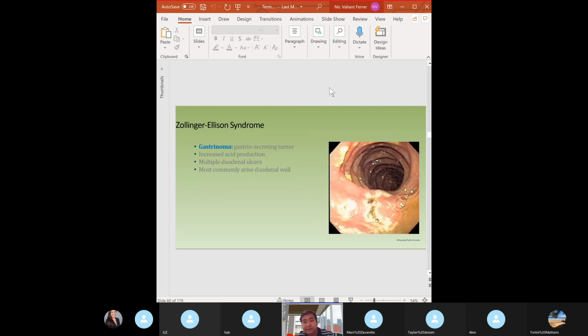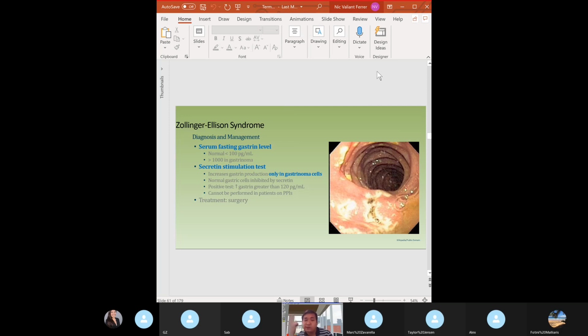Zollinger-Ellison syndrome, high yield. This is a gastrinoma. Gastrinoma, oma, it's a tumor of what? Gastrin. Gastrin secreting tumor. You have increase in acid production, and you have multiple duodenal ulcers. Most commonly they arise in the duodenal wall. Diagnosis: serum fasting gastrin level, or a secretin stimulation test.